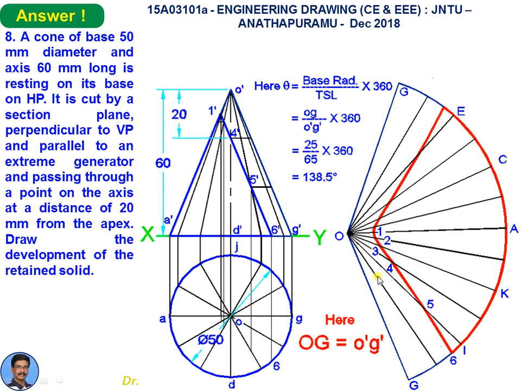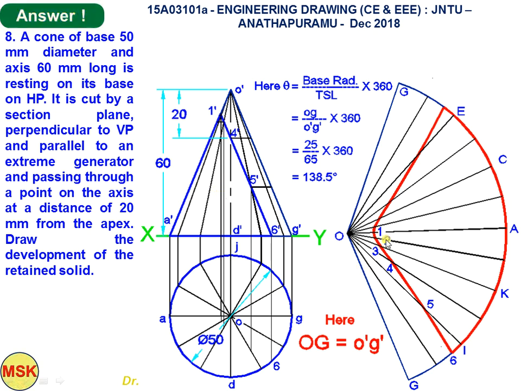The next point is the angle of the sector, theta, where theta is equal to base radius divided by true slant length into 360, that is small OG by O dash G dash into 360, 25 by 60 into 360. So this angle is 138.5. Since I divided the circle into 12, divide the sector also into 12. Show all the 12 generators on the development also.